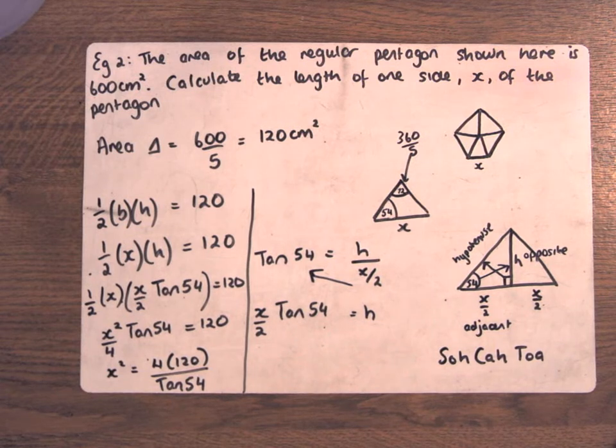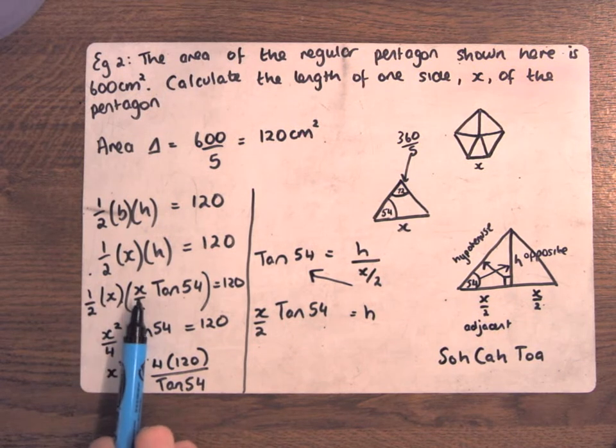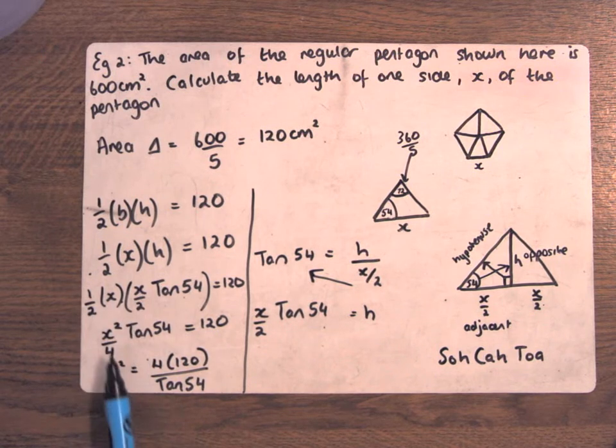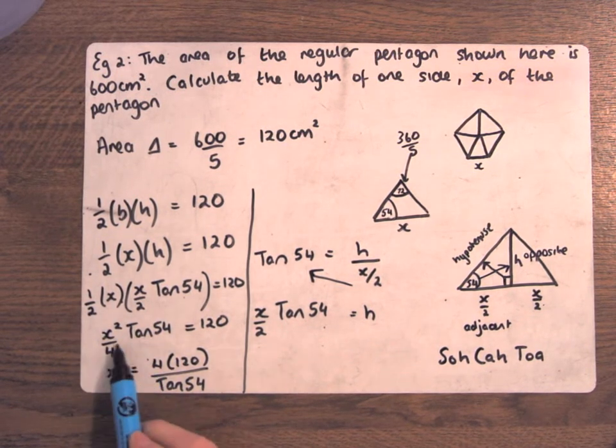And how would you get what x is? Square root that whole thing. So I'm just going to do that. Miss, how did you get the x squared over 4? Here, this is all multiply, multiply, multiply. So when I'm multiplying fractions, I multiply the top by the top, bottom by the bottom. So 1 by x is x squared, 2 by 2 is 4, and that tan 54 stays on the top. If you want to do it like this, you can.